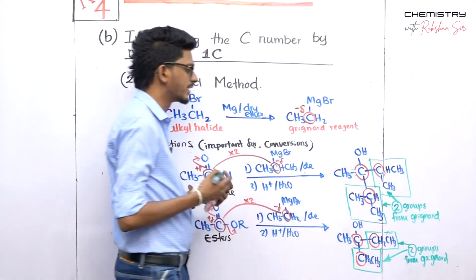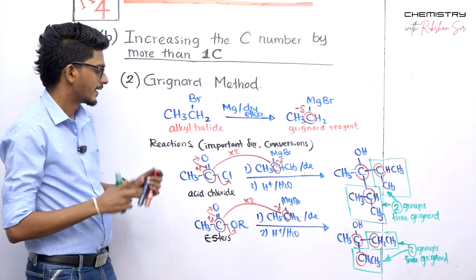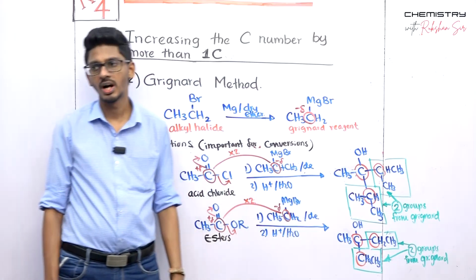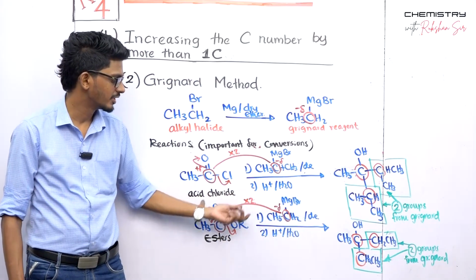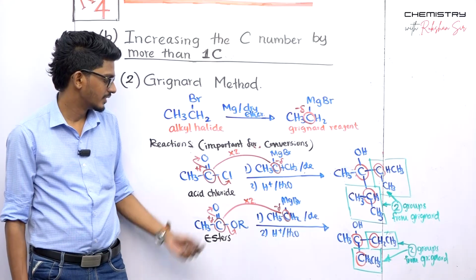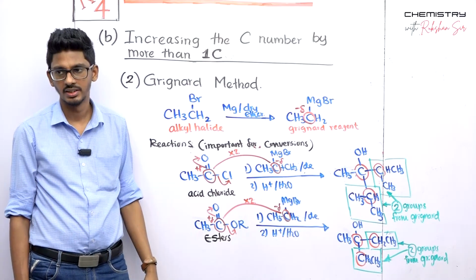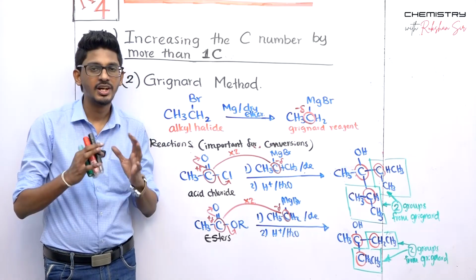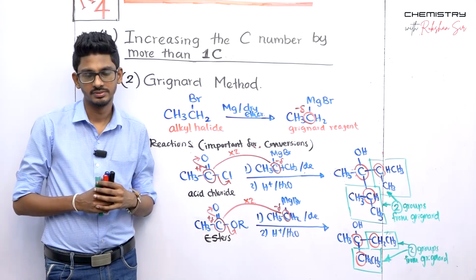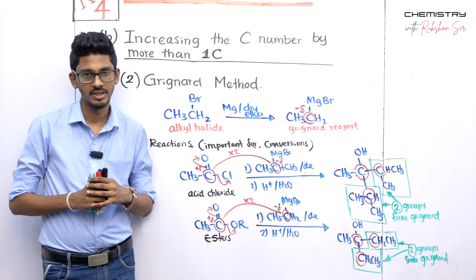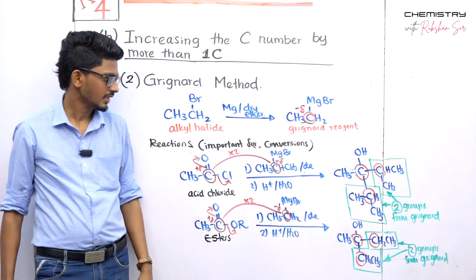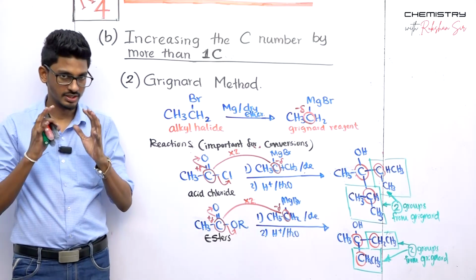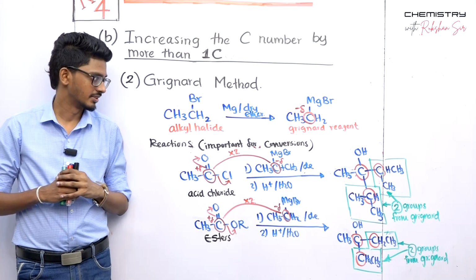So with acid chlorides and esters, you are able to produce compounds with more carbons added, as Grignard provides two groups to the acid carbon. That is how Grignard is used in reactions to elongate the carbon chain. The idea is clear, right? Now let's use this for our conversions and see how to use it.